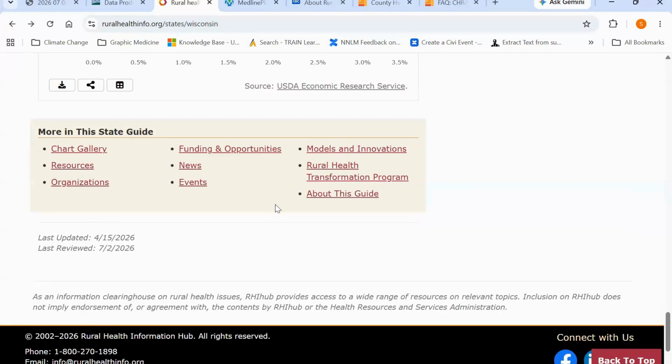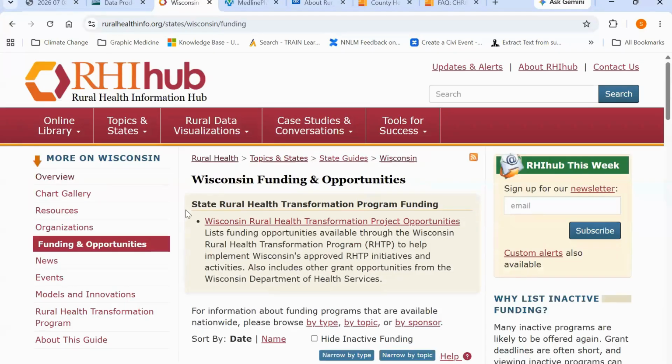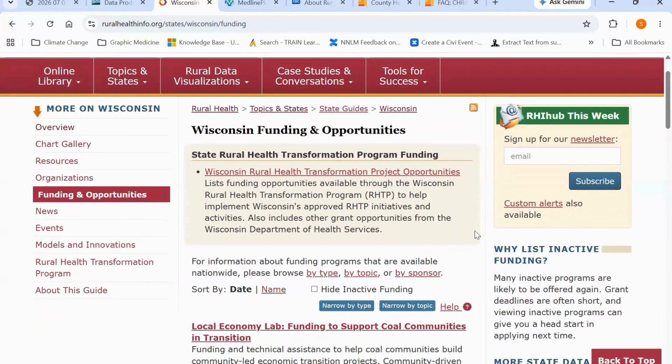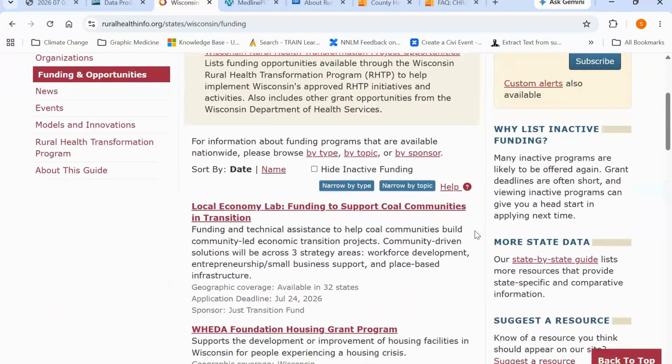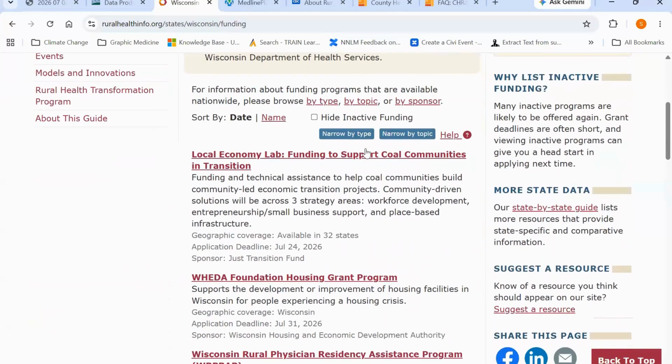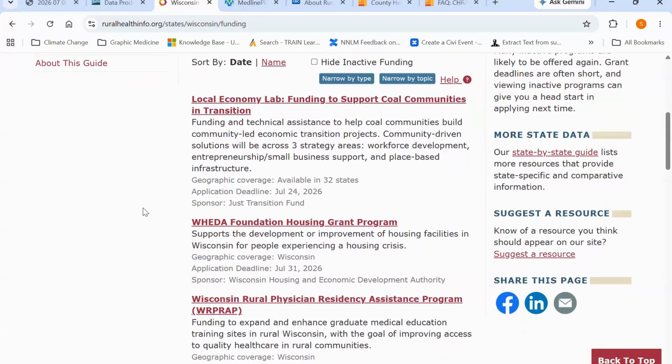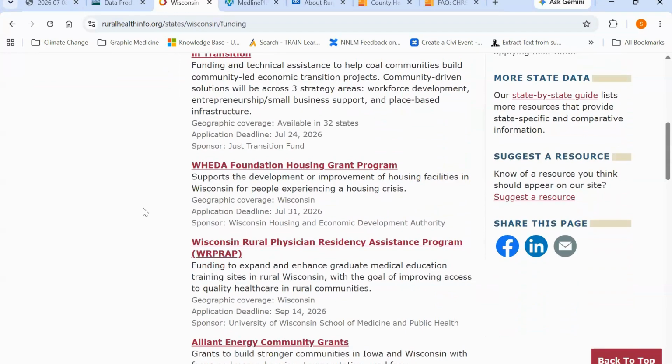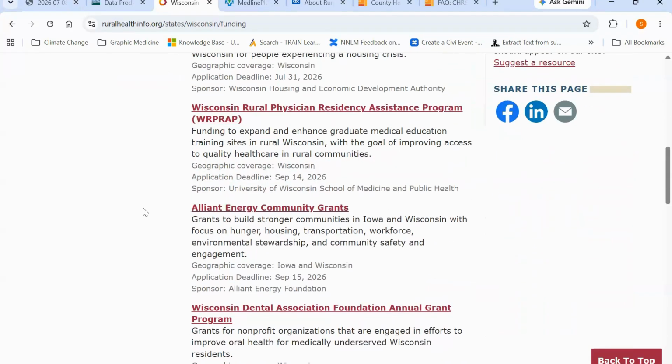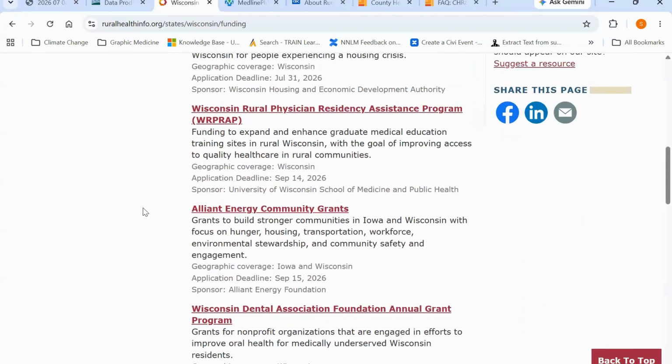So the other thing on the state page that I want to show you is the funding opportunities. And so this is very specifically, if you click from your state page, going to give you things that are only open to you and your state. And so you can narrow by type, narrow by topic, but you can just get an overview of what are some of the funding opportunities available to rural areas in your state.